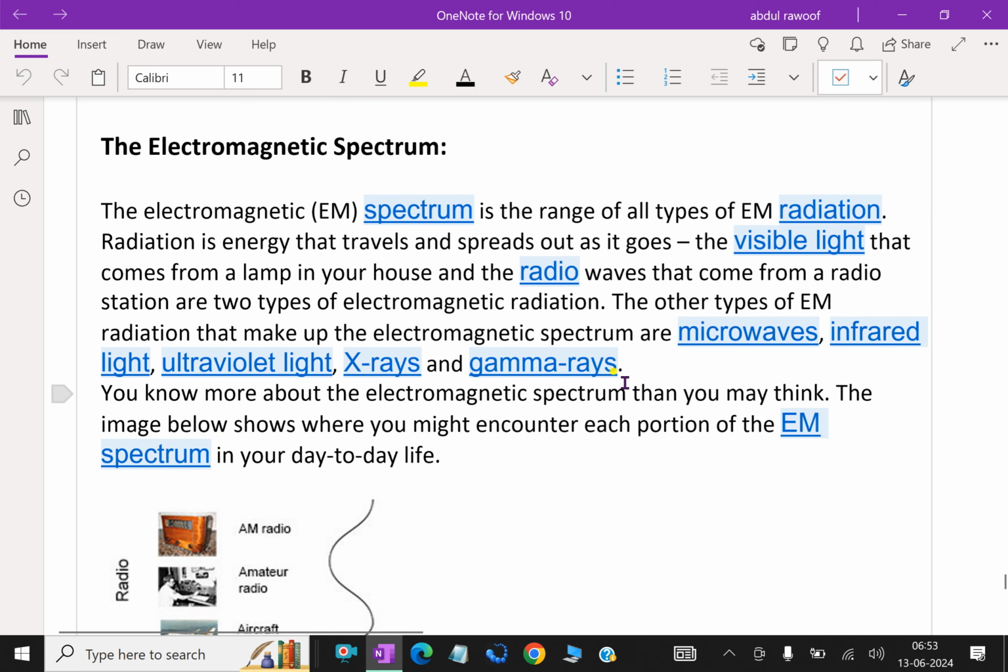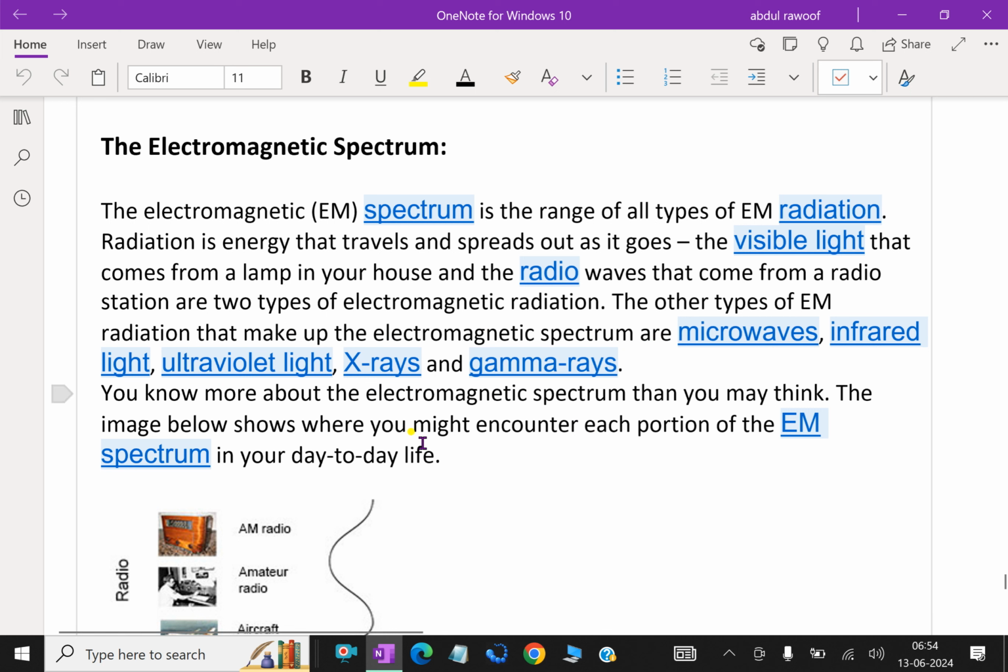What is the electromagnetic spectrum? The electromagnetic, EM, spectrum is the range of all types of EM radiation. Radiation is energy that travels and spreads out as it goes. That means wherever it goes, it spreads energy. The visible light that comes from a lamp in your house and the radio waves that come from your radio station are two types of electromagnetic radiation. The other types of EM radiation that make up the electromagnetic spectrum are microwaves, infrared light, ultraviolet light, X-rays and gamma rays.